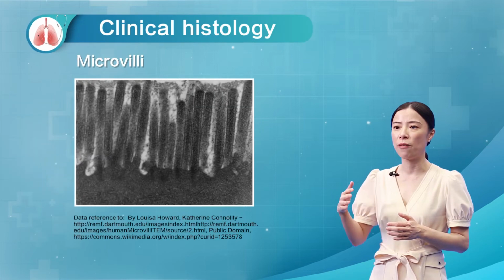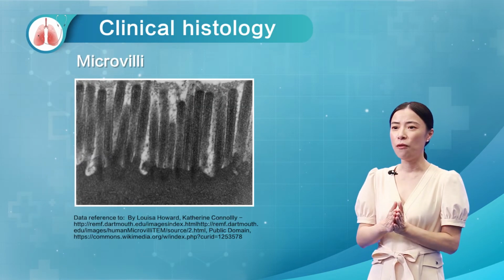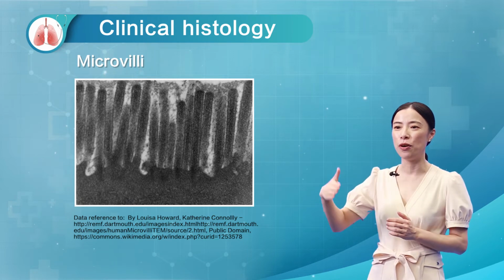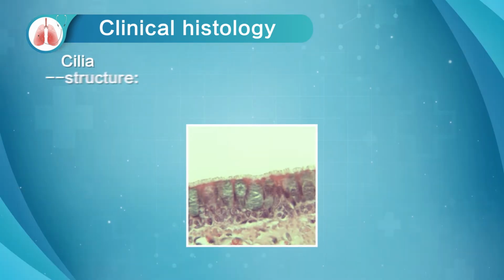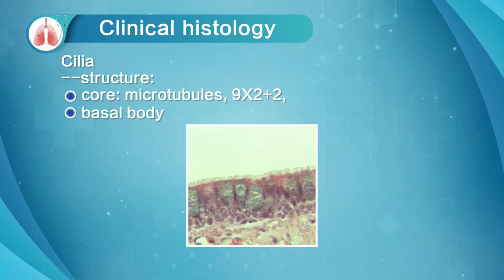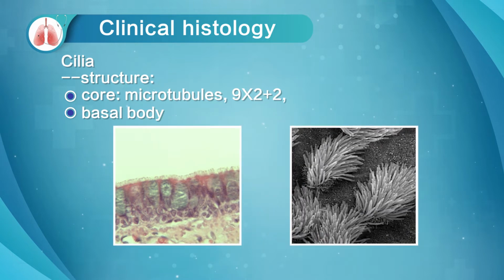The electron micrograph shows the microvilli in detail. In fact, they are extensions of the cell membrane that are supported by interior microfilaments. Do you still remember this picture? It's the pseudostratified ciliated columnar epithelium of the trachea. Let's focus on the ciliated cells. Under the light microscope, the cilia are thicker and longer than the microvilli. In the middle scanning electron micrograph, we can see that these cilia have a structure like reed ears. Each cell has 200 to 300 cilia.